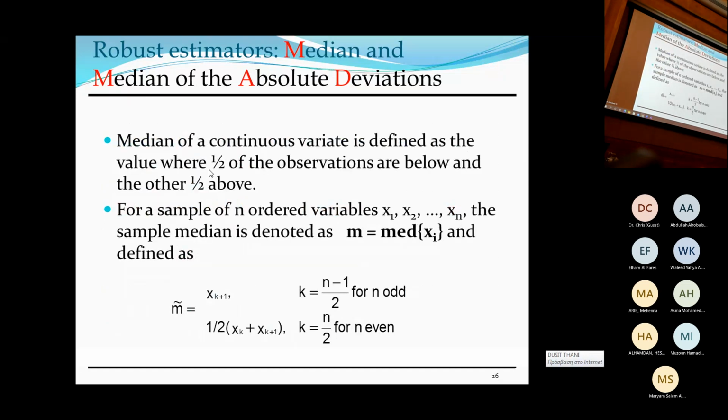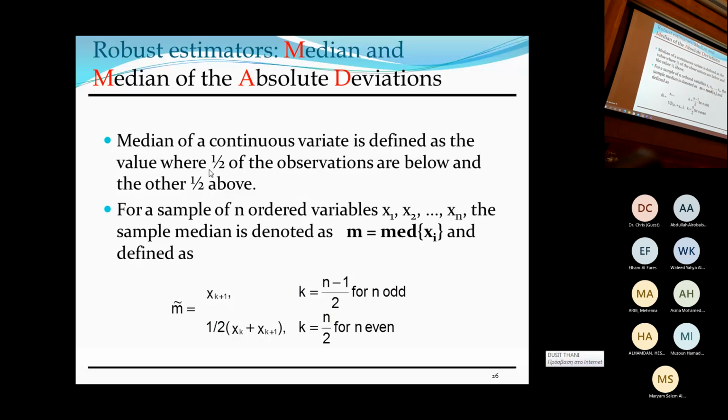So what is the median? To remind us again, the median of a continuous variate is defined as the value where 1/2 of the observations are below and the other 1/2 are above. Okay, so it's right at the 50% point of the PDF.